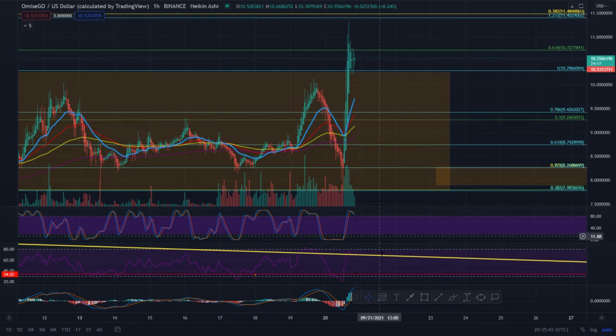But from what I'm seeing happening here, I think we're going to get a little rejection back to the support level on the 1 hour as well, which coincides with the length and distance.